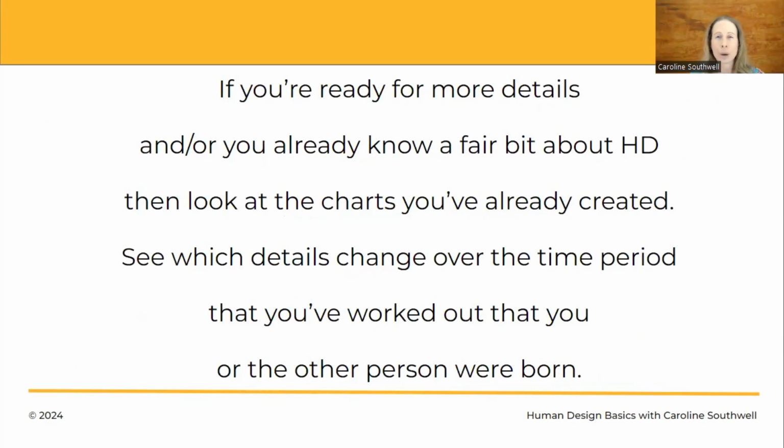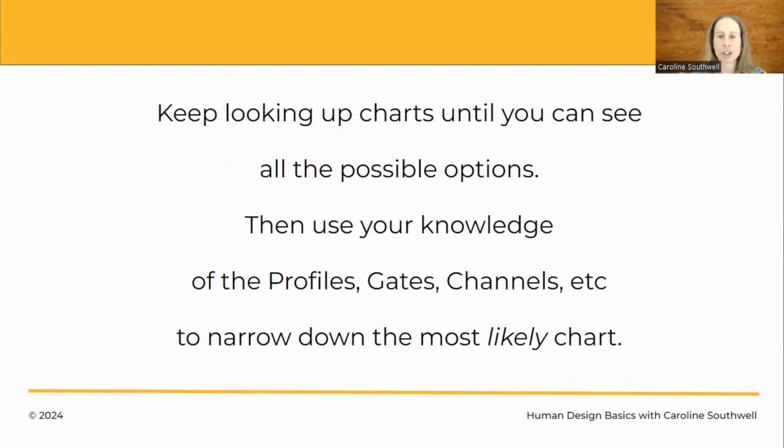And/or if you already know a fair bit about human design, then look at the charts you've already created. Hopefully you've gone through and done lots of timestamps across that calendar day. See which details change over that time period that you worked out for you or for the other person, and keep looking up different charts until you can see all the possible options. Then use your knowledge of the profiles, the gates, and the channels to narrow down the most likely chart.